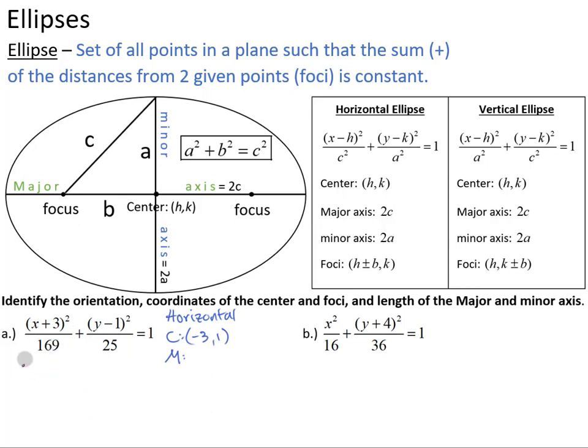So the major axis, remember that this value, the larger one, is c squared, which means c is actually 13 if you were to square root that. So remember that c is the length of half of the major axis. So we actually need to double that value. 26 is the length of our major axis. The smaller denominator is a squared, right? So a must be 5. And likewise, that's the length of just half of the minor axis. So we need to double it, which gives us 10. So the minor axis is 10.